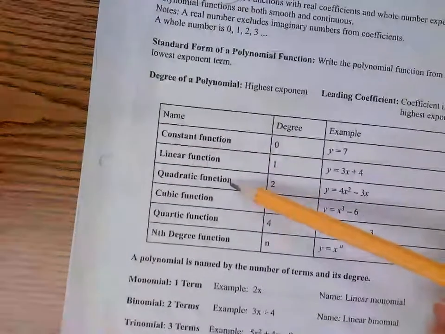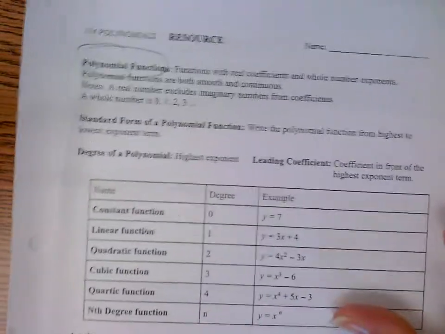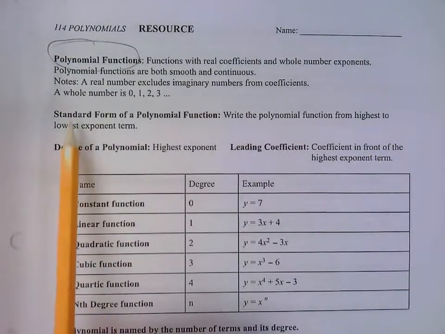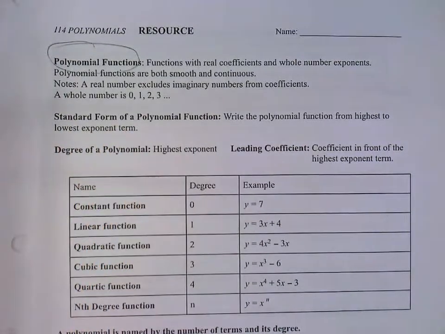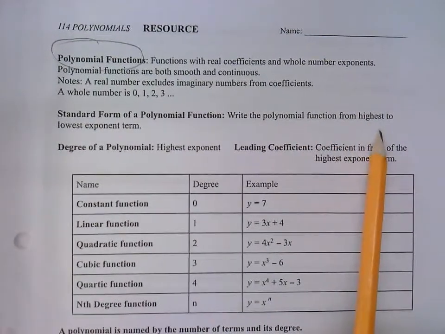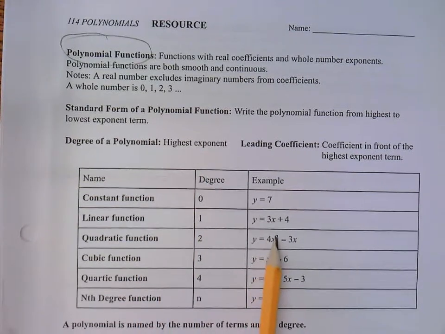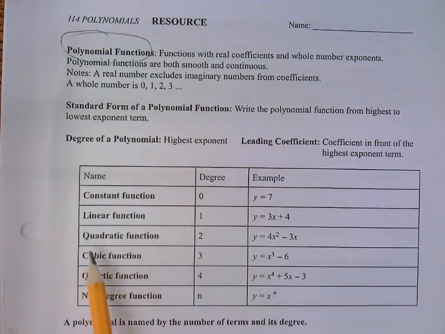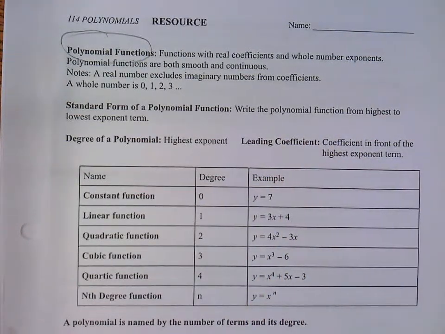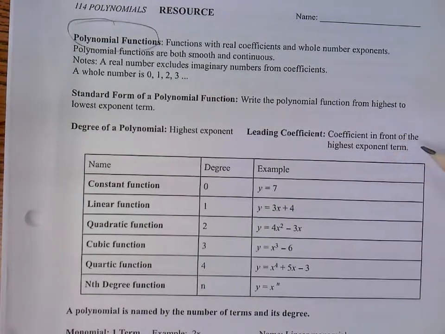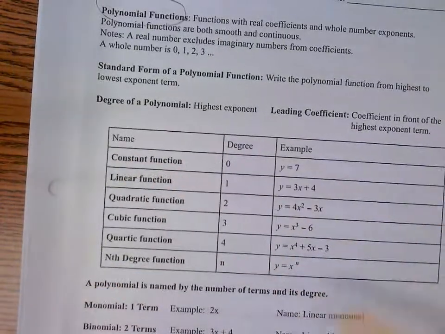So it's basically things that you already know. Linear, quadratic, cubic. These are all polynomial functions that we're grouping together. I think you already know what standard form is, but it applies to all polynomial functions. And the degree is the highest exponent. So quadratic, x squared is the highest exponent. Cubic function, x cubed is the highest exponent. And then we're going to talk about the leading coefficient. We've already talked about it for standard form, but now we know that the leading coefficient is in front of the highest exponent term.